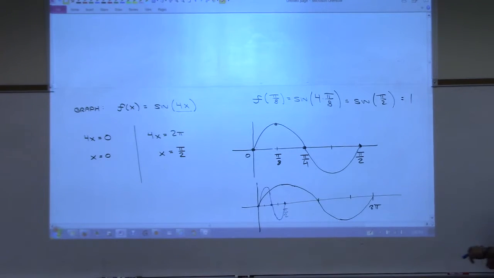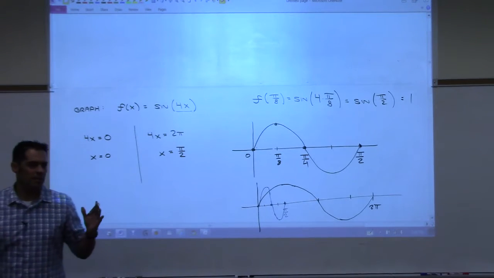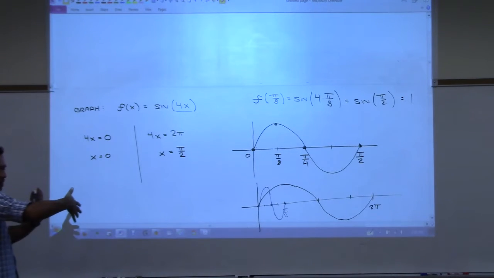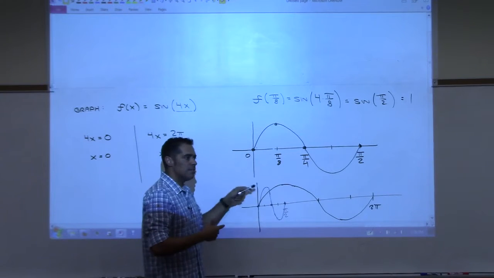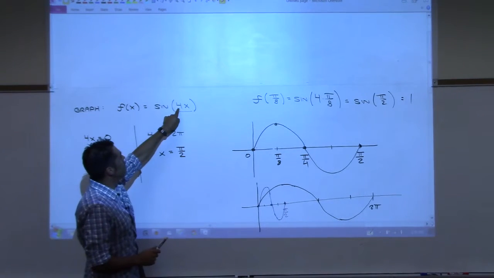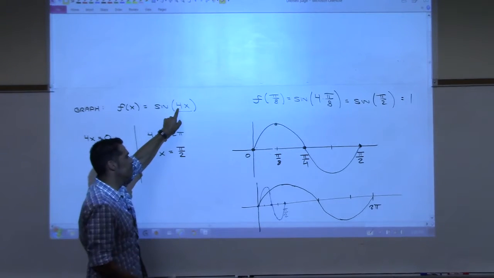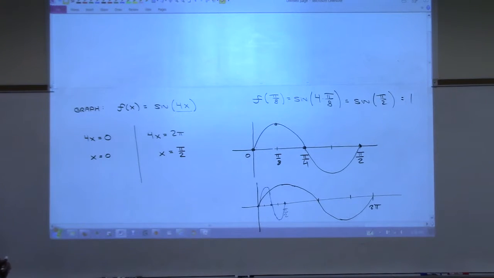So what effect did that 4 have on our sine function? It compressed it down, right? It actually shrunk it horizontally. It changed the period, didn't it? It changed how often it goes through an entire cycle. So this number in front right here is important in determining the period of the sine or cosine. This number right here dictates what your period's going to be.